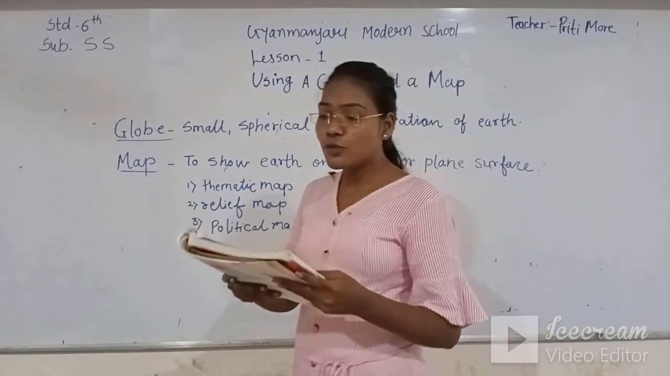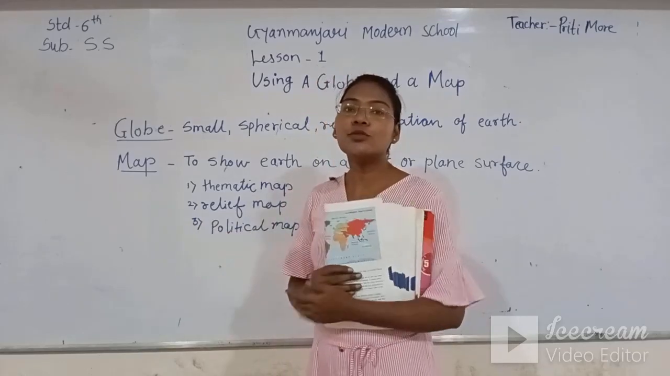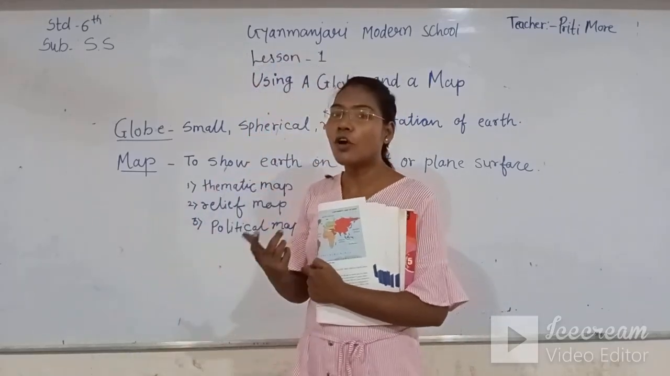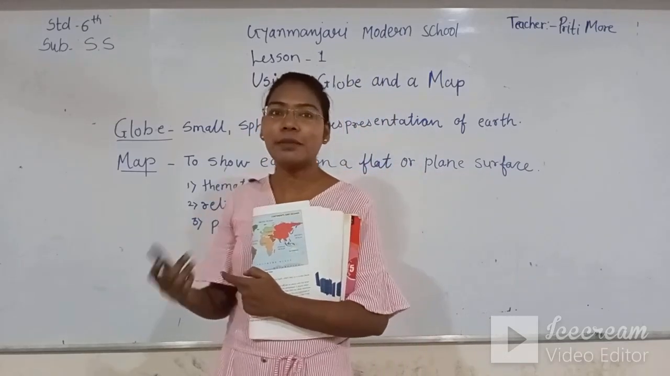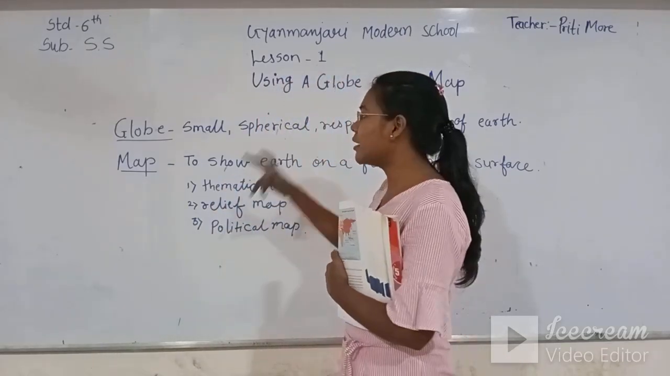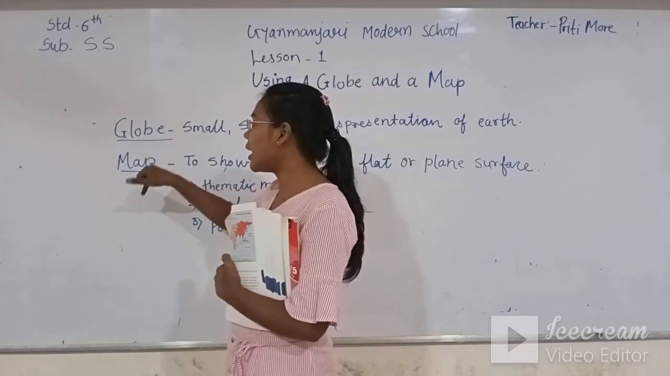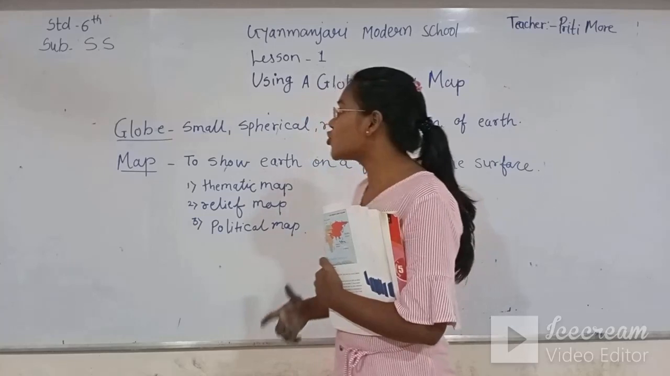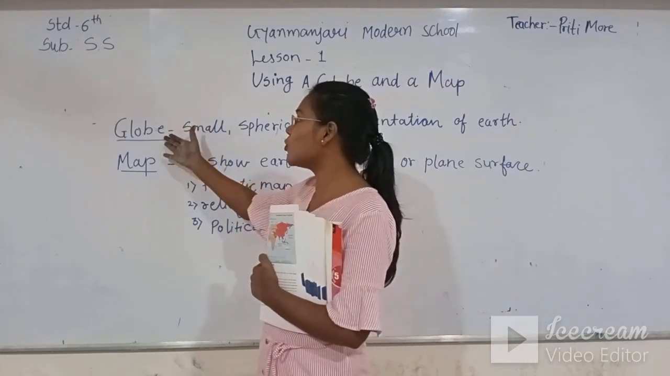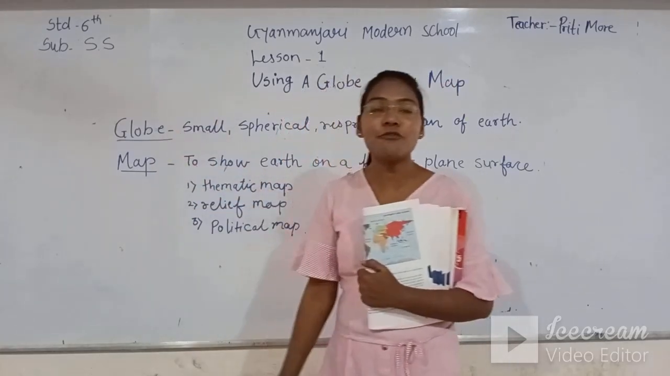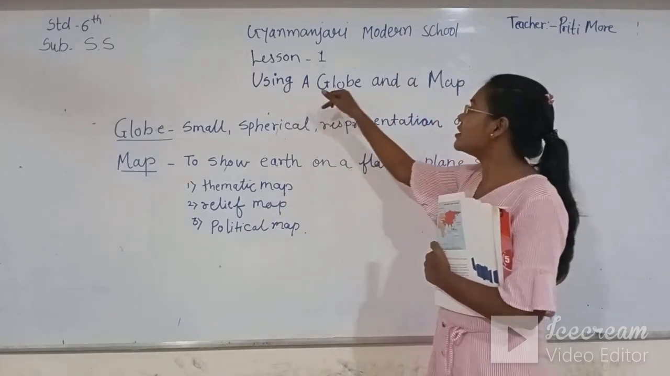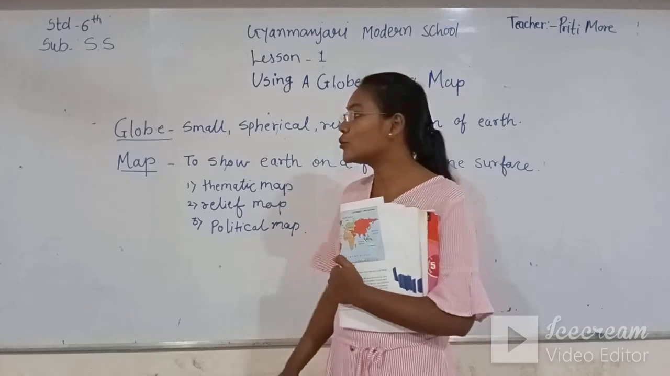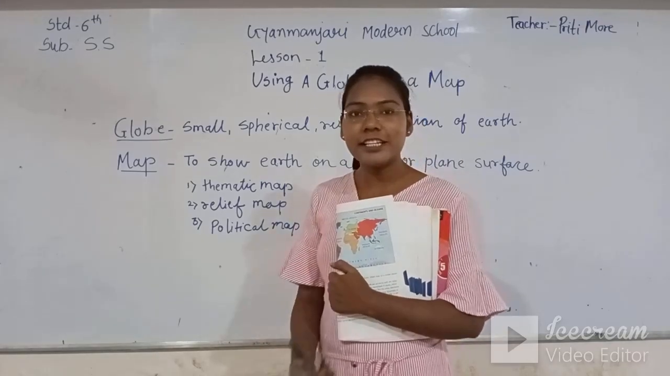Here, we use a globe and a map to know more information about our Earth, our planet. With the help of the globe and map, we can get a lot of information about the Earth. So what is a globe, what is a map, how many kinds of maps are there and how to use them, we will see in this first lesson.